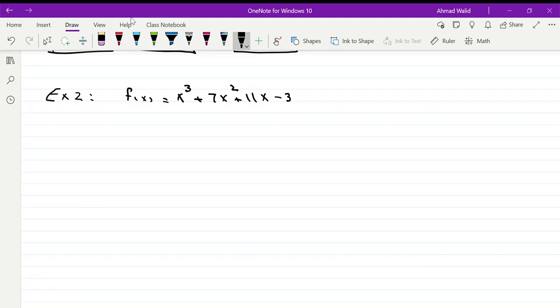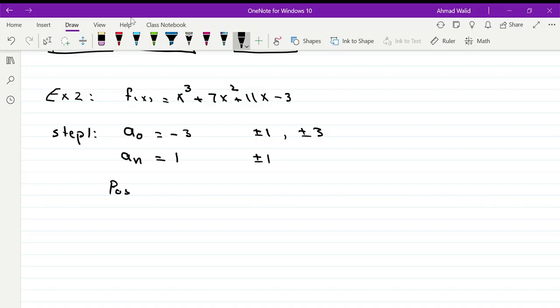Okay. First, step 1. Possible zeros. A sub 0, your constant term, is -3. What are all the possible factors of -3? Factors of -3 can be plus minus 1 and plus minus what? 3. A sub n, your leading coefficient, is 1. Possible factors of 1 is plus minus 1.